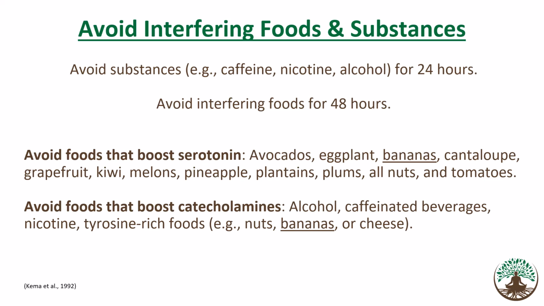In the context of neurotransmitter testing, avoid substances such as caffeine, nicotine, and alcohol for 24 hours, and avoid interfering foods for 48 hours. Several food items that boost serotonin and GABA levels are listed here. I've highlighted bananas here because they tend to provide the most potent increases in neurotransmitters and carry the highest likelihood of yielding falsely elevated results.